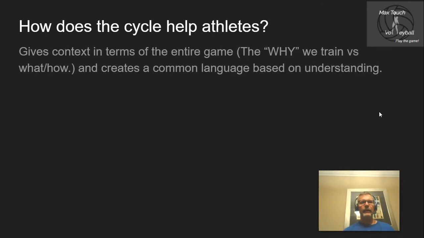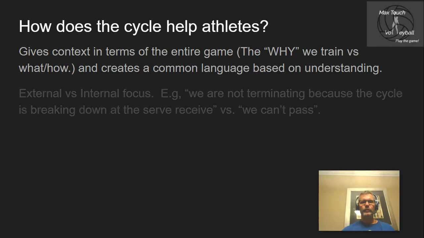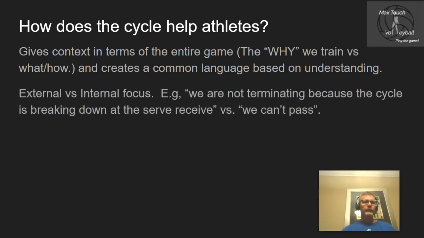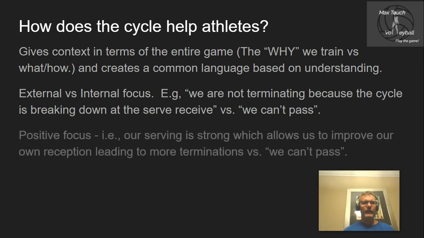How does the cycle help athletes? Well, it gives them a context in terms of the entire game. So it explains the why we're training things versus the what and the how, and it creates a common language based on understanding. It's very much an external focus versus an internal focus. So we would say something like, listen, team, we're not terminating because the cycle is breaking down at this moment, versus just saying, we've got to work on passing because we can't pass.